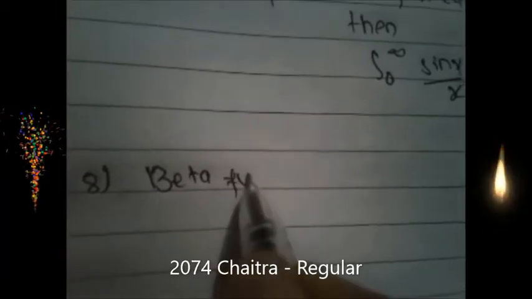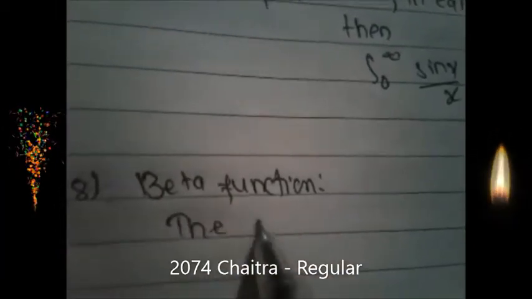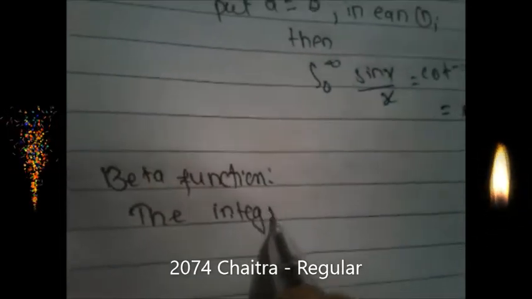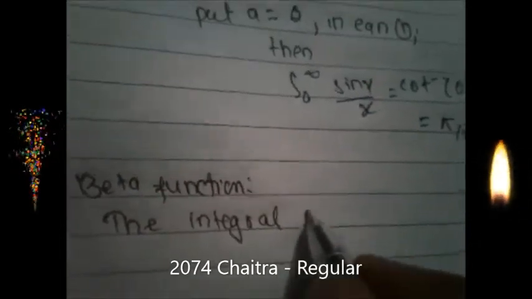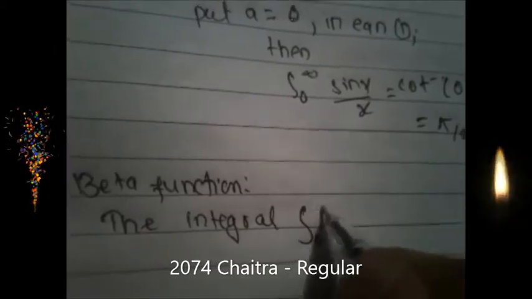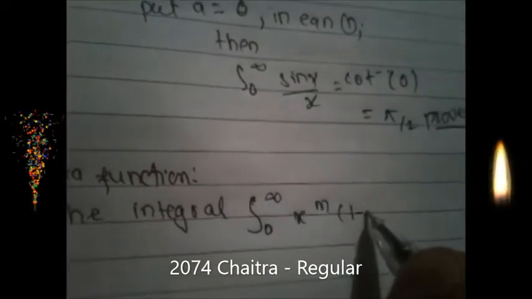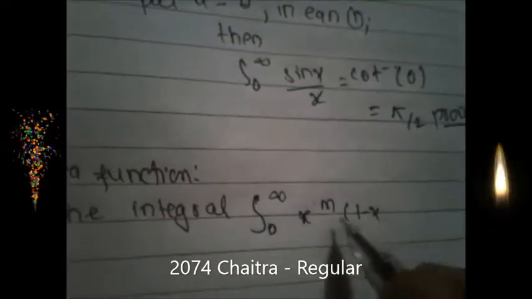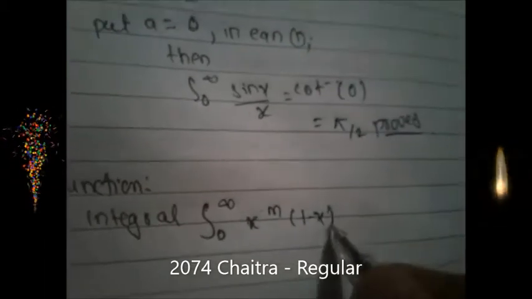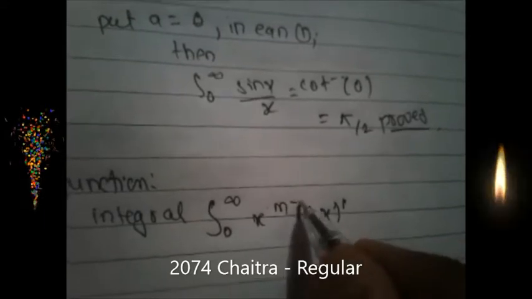The beta function is the integral from 0 to infinity of x to the power m minus 1, times 1 minus x to the power of n minus 1, dx.